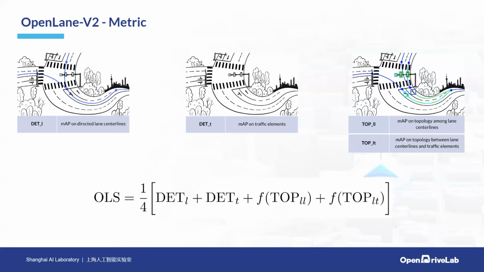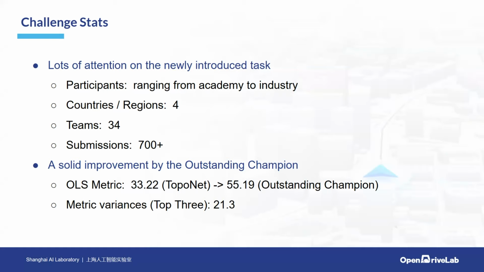OpenLane V2, as a newly introduced task, has gained widespread attention. Participants ranging from academia and industry, representing four countries, form a diverse group of 34 teams with over 700 submissions. A large and solid improvement is made by the outstanding champion, 20% higher on OLS than TopoNet, which is a newly proposed strong baseline, specially designed for this task.